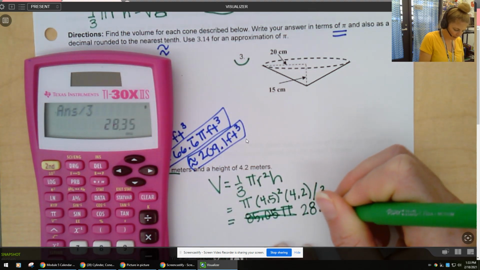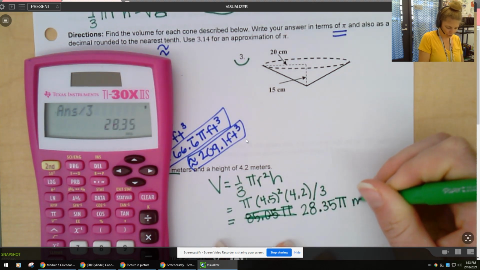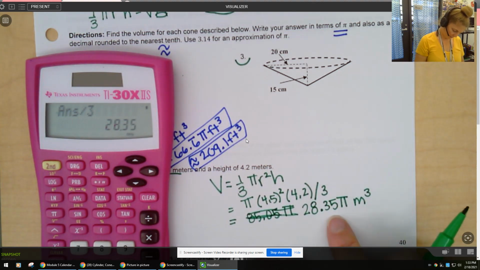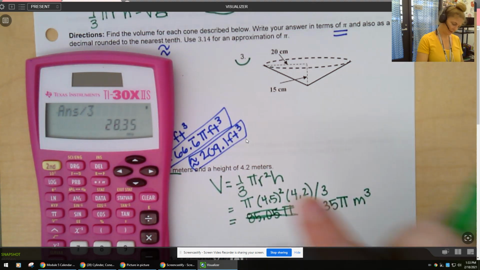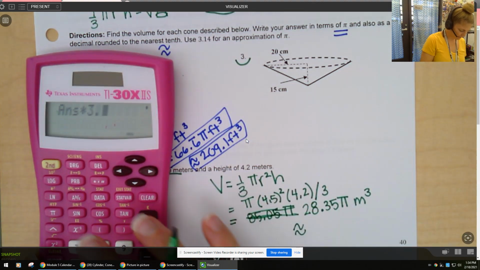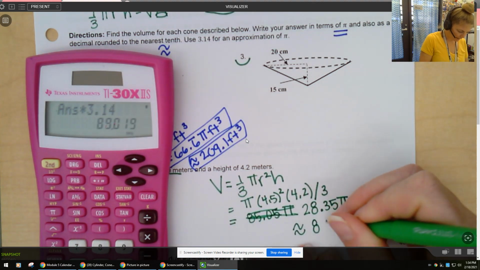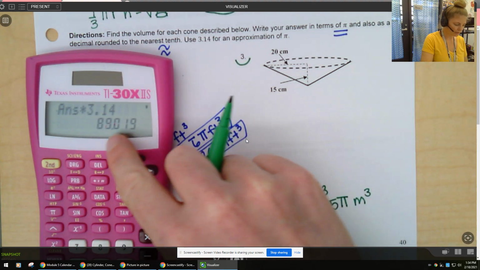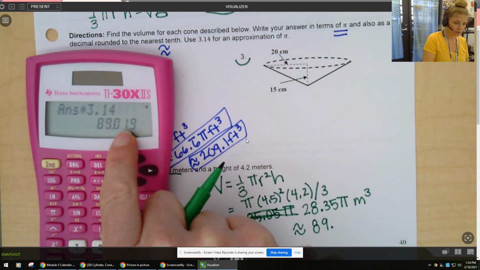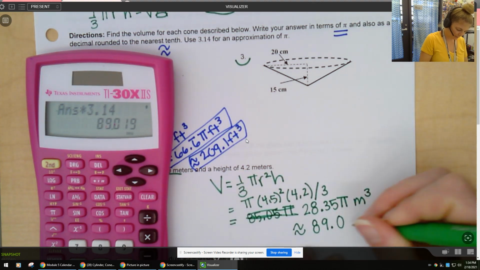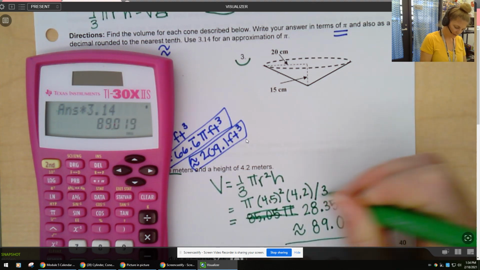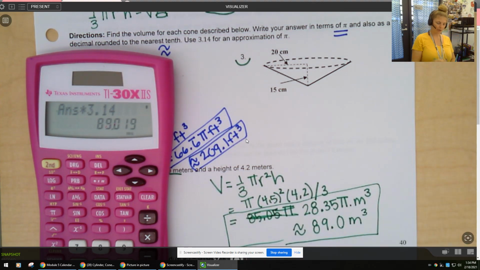exactly 28.35 pi cubic meters. And you might be saying, but Mrs. Barr, the directions said to round to the nearest tenth. Well, here I'm putting it to the hundredths because this is our exact answer, and that's where the decimal place ends. And now we can do approximately times 3.14, 89.19, so rounding this, the next door to the 9 is a 1, so it just becomes a 0 meters cubed. So there's our exact answer in terms of pi and our approximate answer.